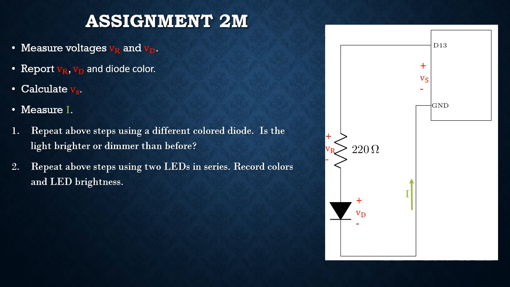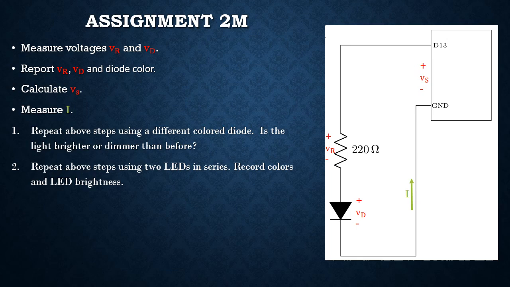And then I would like you to change the circuit so that instead of having one diode, you have two in a row, two connected, one after the other in a chain. So you'd have the sequence of resistor directly followed by diode, directly followed by another diode. Please record the colors and the LED brightness. Compare them to the cases when you had just a single diode.